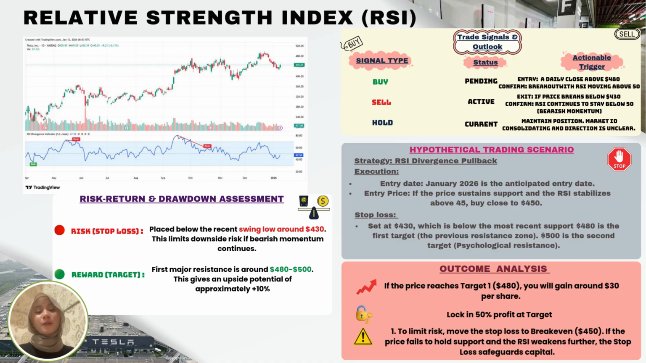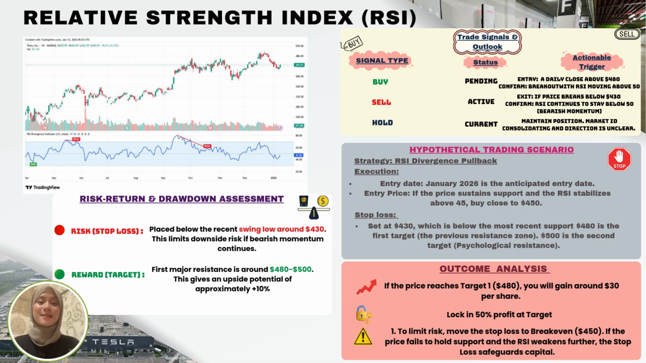I'm Sharna Koramiti Swahili. Today I will explain the Relative Strength Index or RSI based on Tesla's price chart. First, RSI is a momentum indicator. It is used to measure the strength of price movement and to identify whether a stock is overbought, oversold, or moving in a neutral trend. Based on the chart shown, we analyze Tesla's price together with the RSI line to determine possible trading signals.